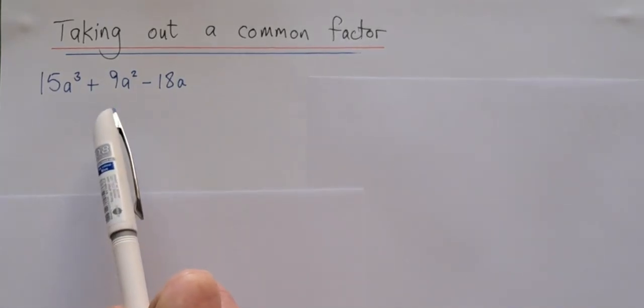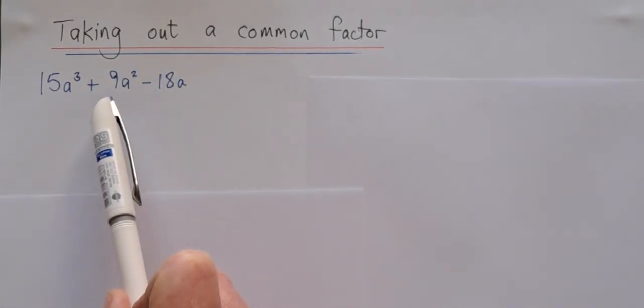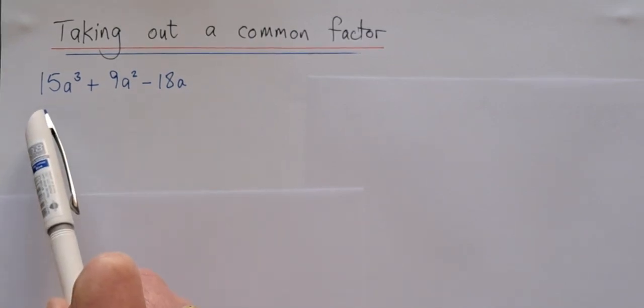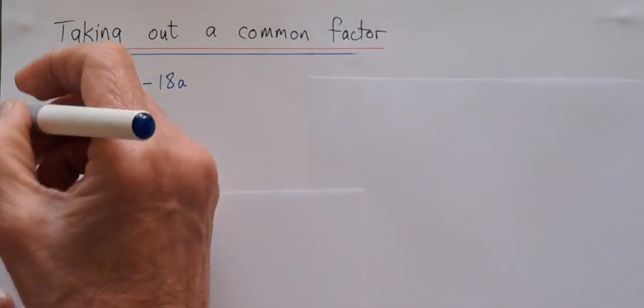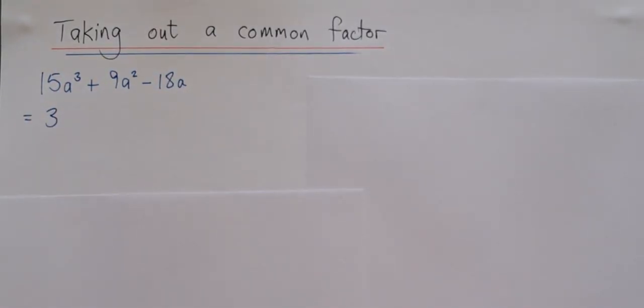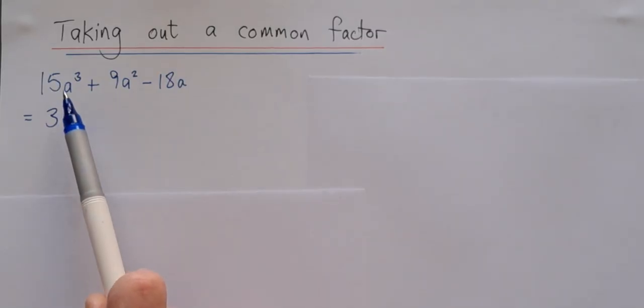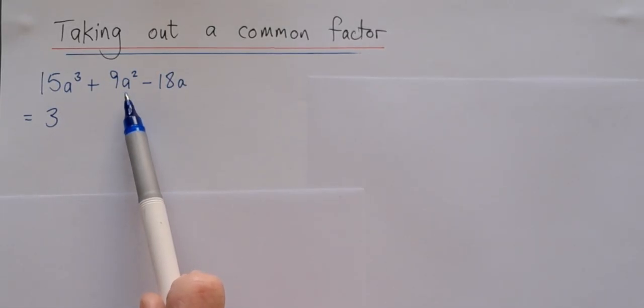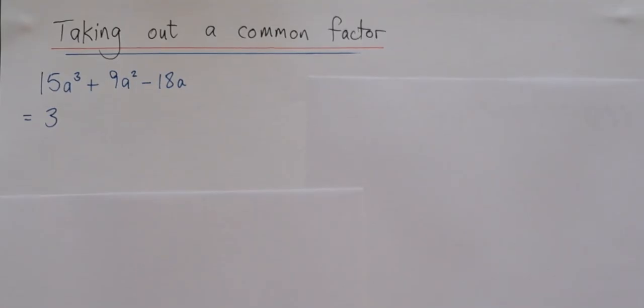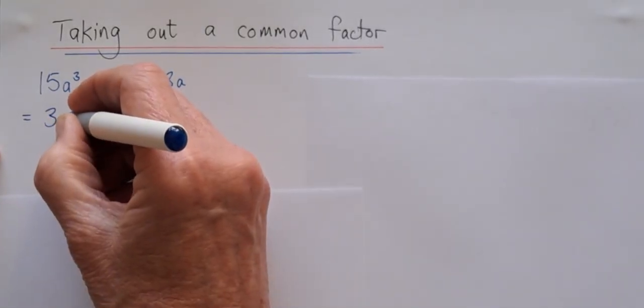So if we look carefully, 9 and 18 both belong to the 9 times table, but 15 doesn't. So the table that they all belong to is 3, which means I can take out a common factor of 3. And then I need to look at the variables. So remembering that a cubed means a times a times a, and a squared means a times a, and this one just has a, what is the highest value of the variable a that I can take out? What is common to all of them? And that is simply a.